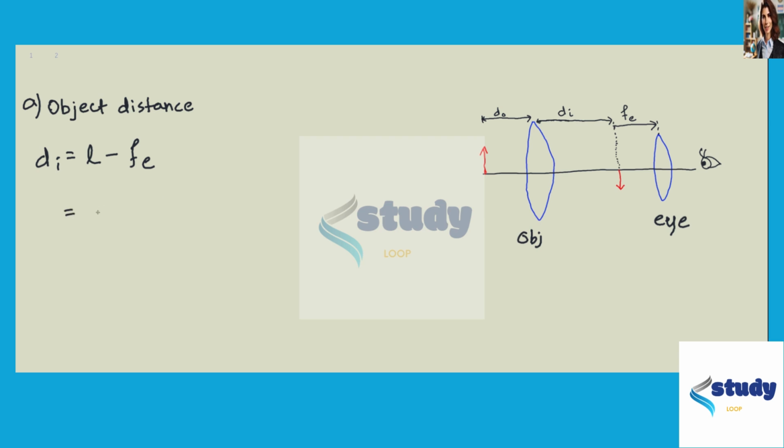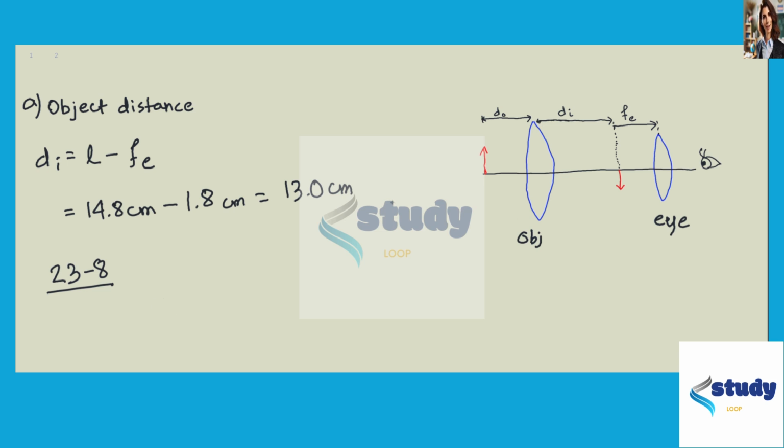So the separation is given as 14.8 centimeter, and the focal length is given as 1.8. So the image distance di is equal to 13.0 centimeters. So now we know this, and we can use equation 23.8 to find out the focal length of the objective lens.